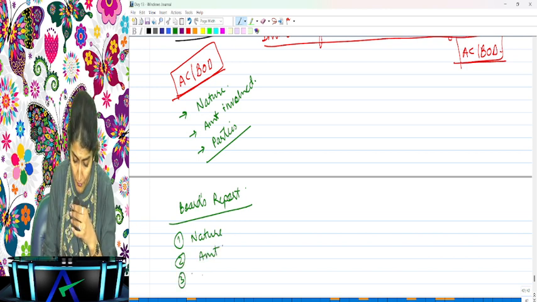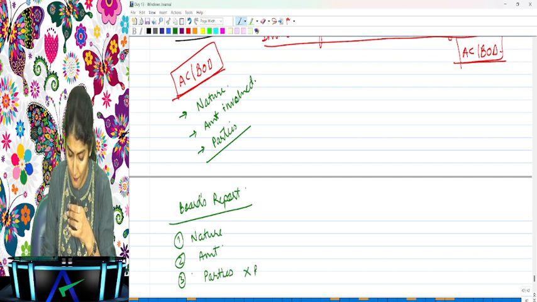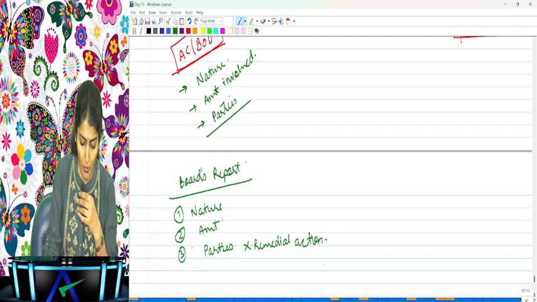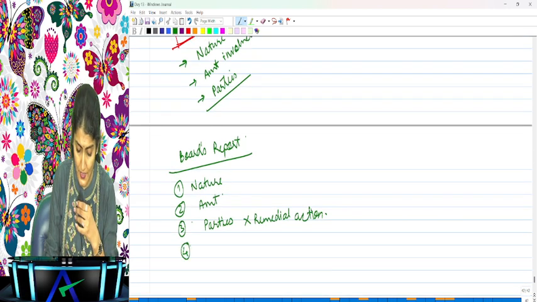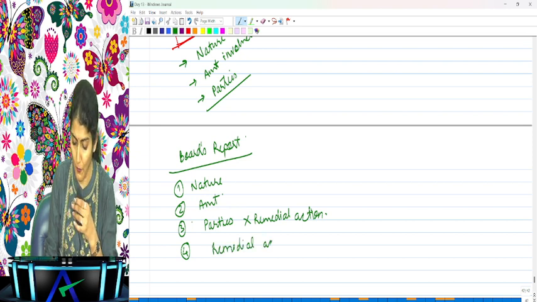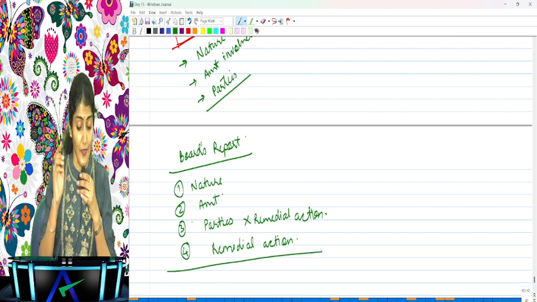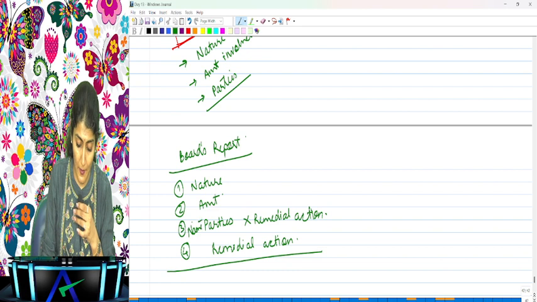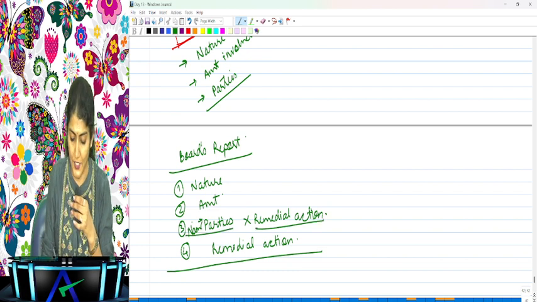Then the name of the parties if no remedial action is taken. If no remedial action is taken, then the name of the party is to be mentioned in the board report. And if remedial action is taken, then no need to mention the name of the parties, right? So when does the name of the parties come in the board report? When no remedial action has been taken.